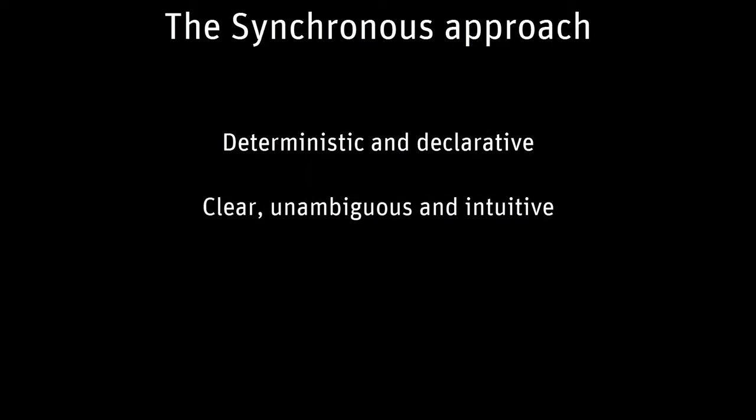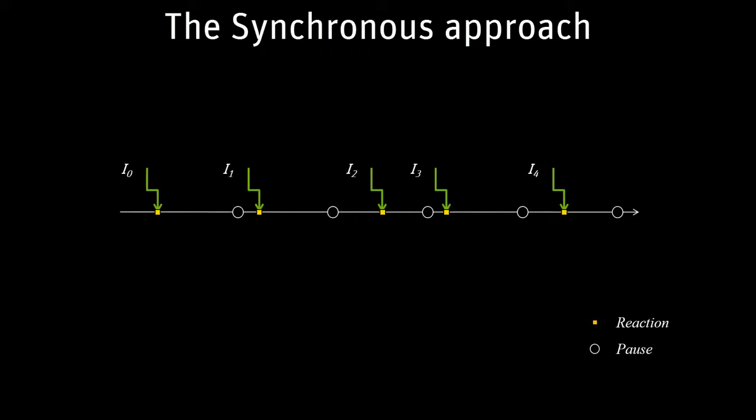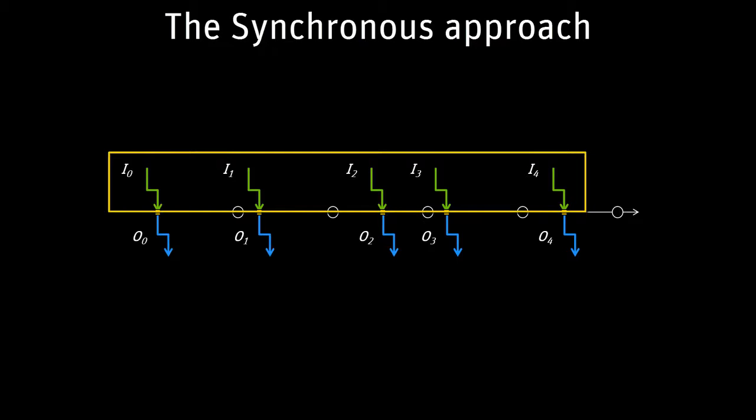The SCADE language belongs to the synchronous languages family and is a deterministic and declarative language. It is clear, unambiguous, and intuitive. The synchronous principle states that there is no delay between inputs reception and outputs production. While the code is being executed, its inputs do not vary. They only vary between two calls of the code.